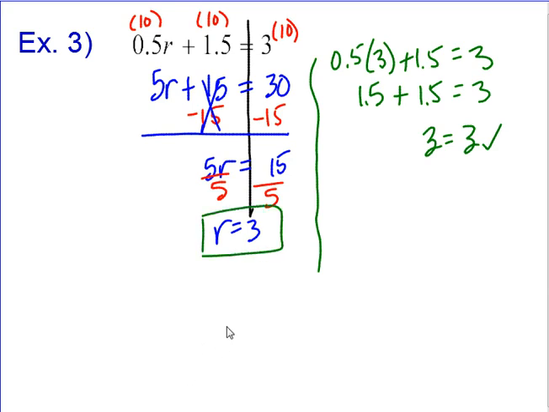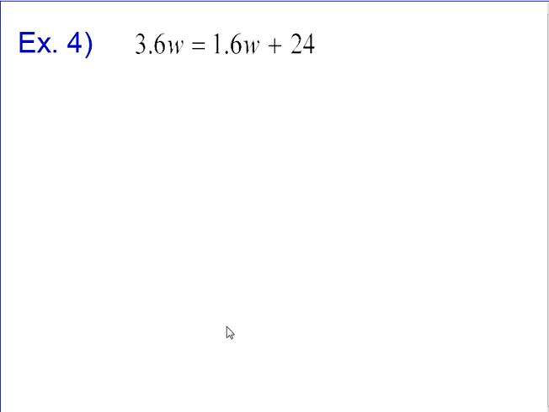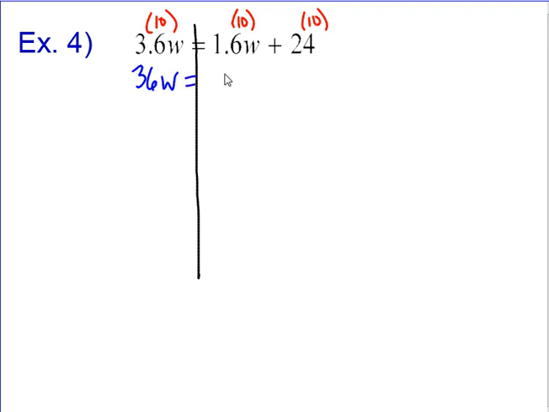We're going to try one more problem. Here we have 3.6w equals 1.6w plus 24. What we want to do, since everything's to the 10th place that we see, we're going to multiply everything by 10. Even this 24 is going to get a 10. And we're going to rewrite. So we get 36w equals 16w plus 240.